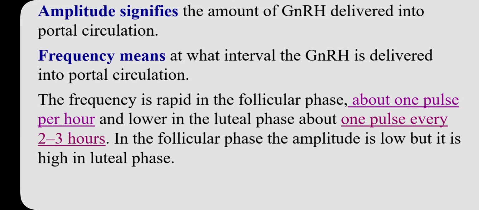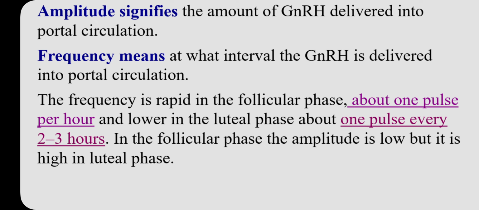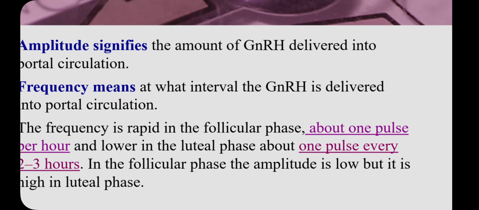So the frequency is more in the follicular phase. In the follicular phase, the frequency of GnRH is more. It is 1 pulse per hour. Every 1 hour, you will get 1 GnRH pulse in the follicular phase. Whereas in the luteal phase, it is 1 pulse in 2 to 3 hours. In the follicular phase, the amplitude is low, but it is high in the luteal phase.